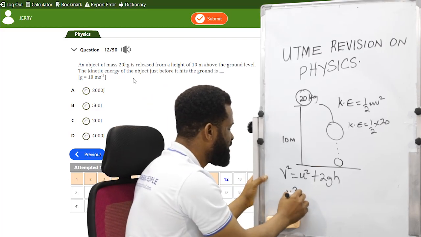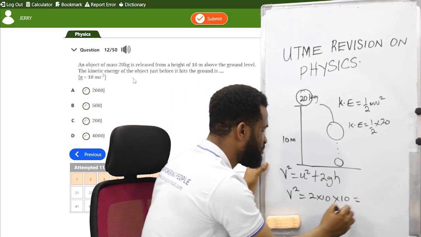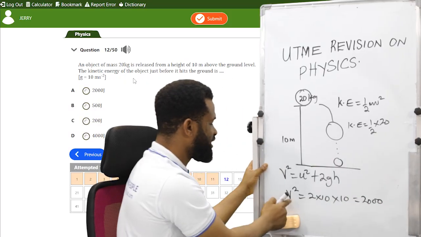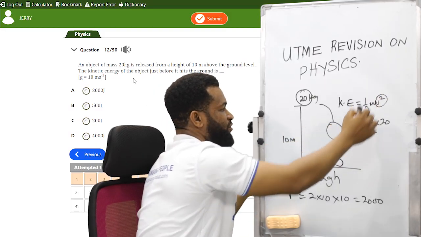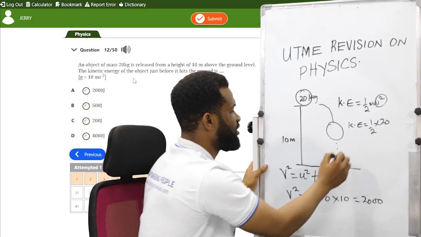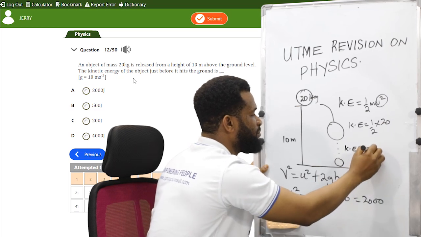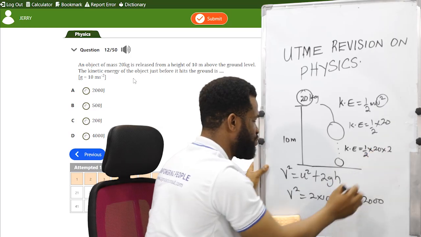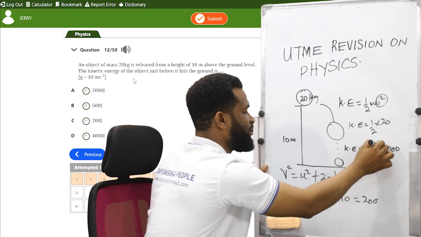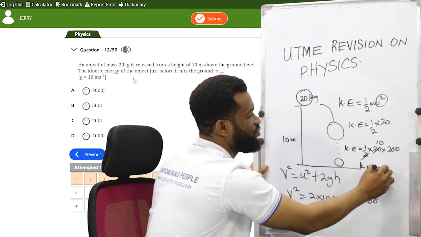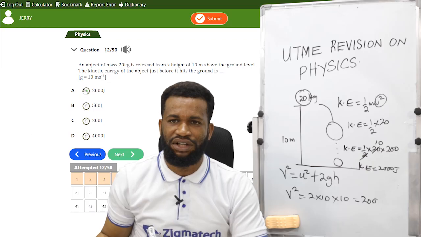Therefore, I'm having v squared is going to be 2 times 10 times 10. 10 is acceleration due to gravity. So this is going to be 200, and that is v squared. So I don't want to take the square root because v squared is already here. So all I do is remove this v squared and replace it with 200. So kinetic energy is going to be 1 over 2 times 20 times 200. Then this cancels this, I have 10. So kinetic energy is going to be 2000 joules. So 2,000 joules, and that is option A.